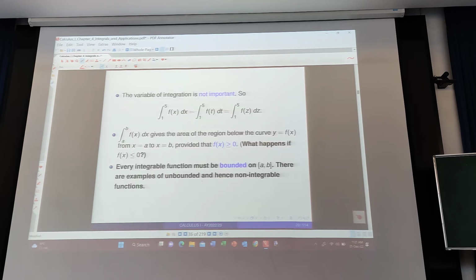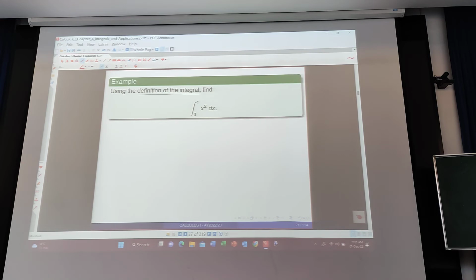Next, what do we want? Every integrable function, tức là function mà có thể tính được cái integral này, must be bounded. Okay, that no need to talk about. It is simple. Now, example. Using definition of the integral, this is what it is.